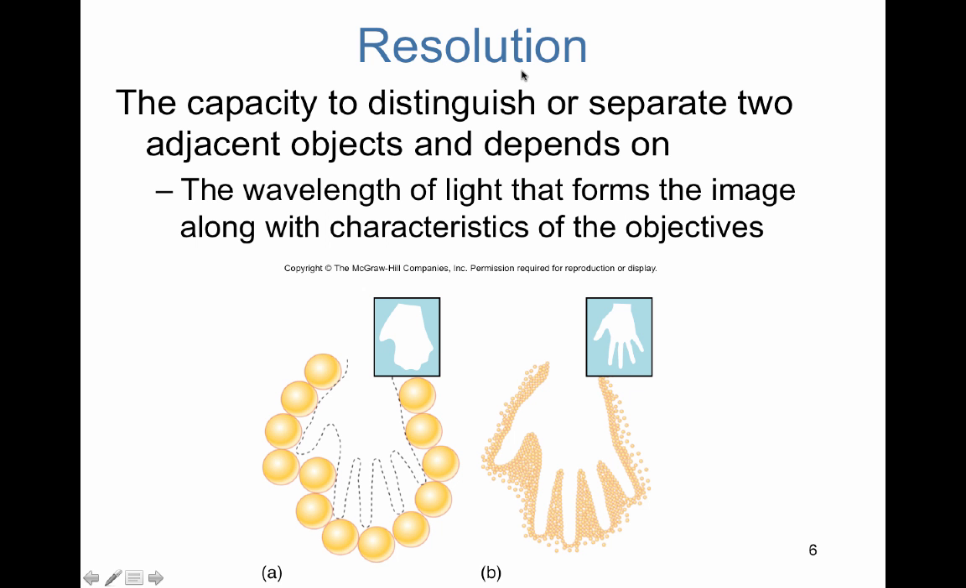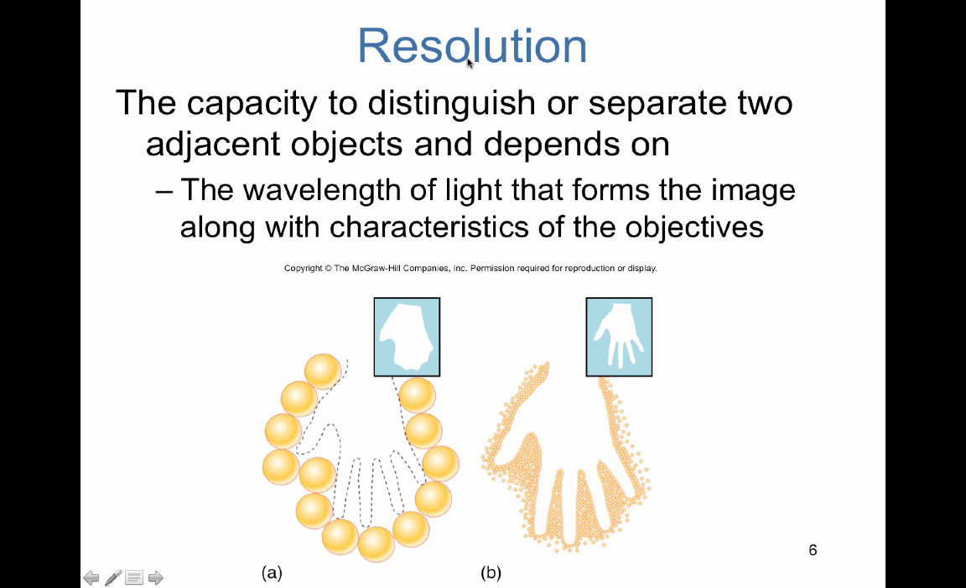Now, magnification is different than resolution. Magnification is just enlarging the object, enlarging the size of the object. Resolution is referring to the capacity to distinguish or separate two adjacent objects.